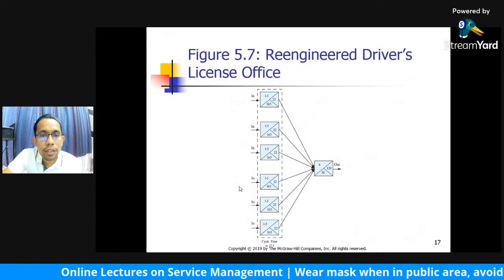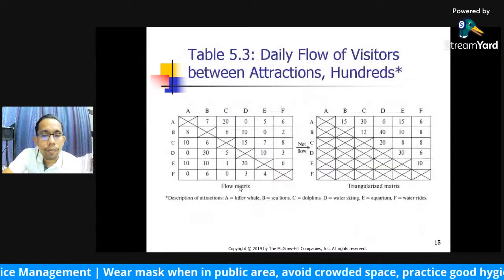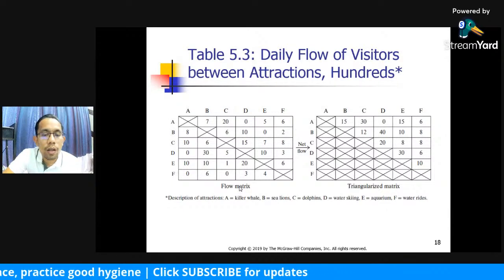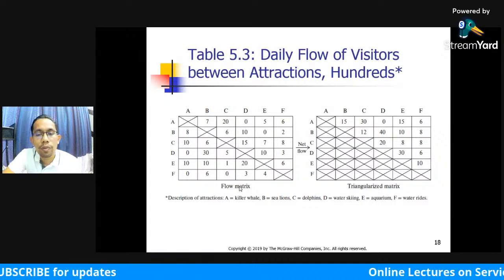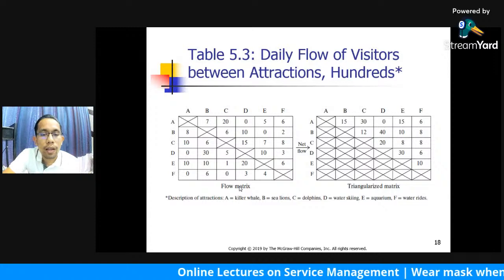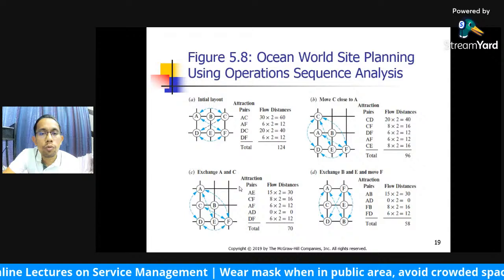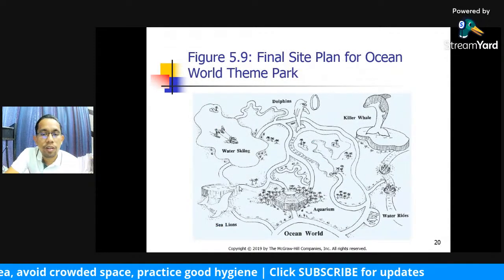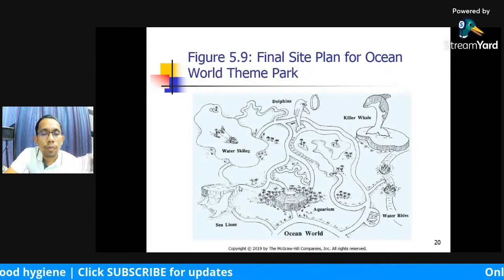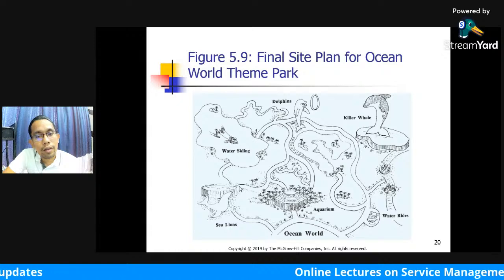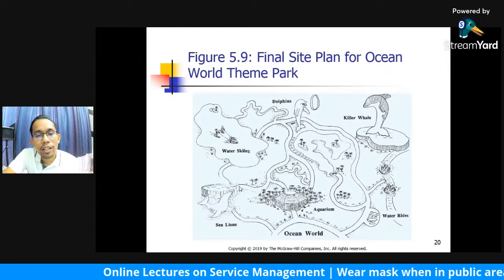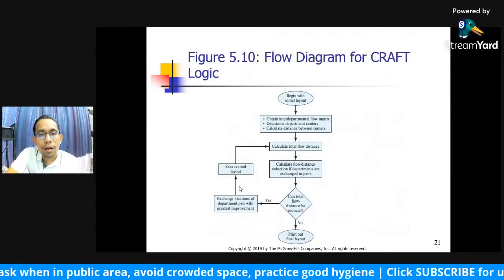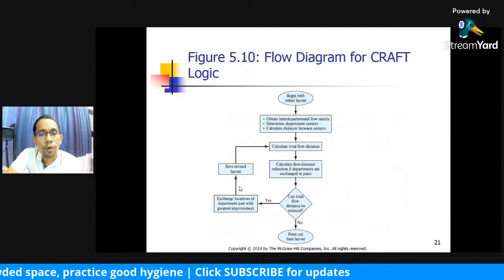Alright, the engineer driver license. Daily flow of visitors between attractions and outlets. For example, attractions of killer whale, lion, dolphin, water ski, aquarium, desert. The Asian World site planning using an operation system. We will do some exercise on this. The final site plan: how they design the path and where things should be located actually comes from the time consumed by every citizen. Alright, this is another example of a flow diagram for class logic.